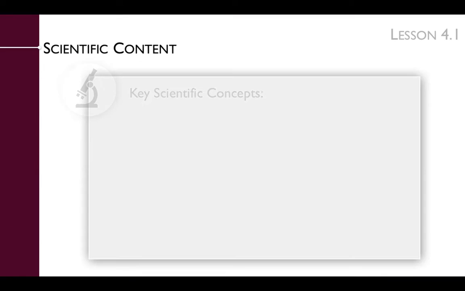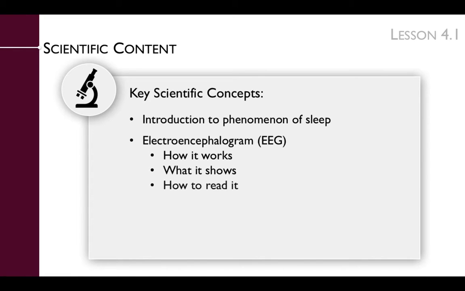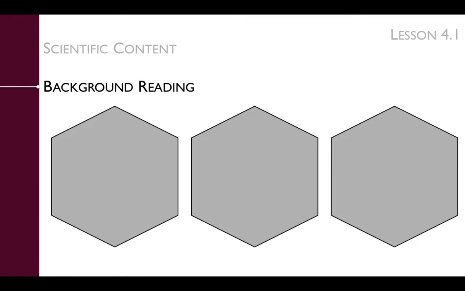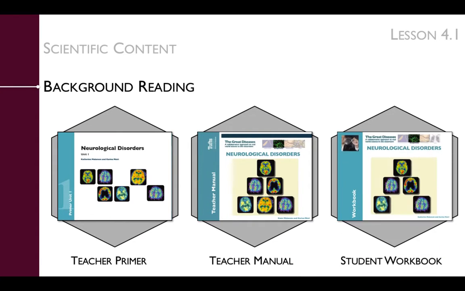To prepare for this lesson, you'll need to review the key scientific concepts presented in it. They include an introduction to the phenomenon of sleep, the electroencephalogram, or EEG, how it works, what it shows, and how to read it, and the stages of sleep, including non-rapid eye movement, or NREM sleep, and rapid eye movement, or REM sleep. You can review the scientific content in the background reading provided to you in the teacher primer, the teacher manual, and the student workbook.